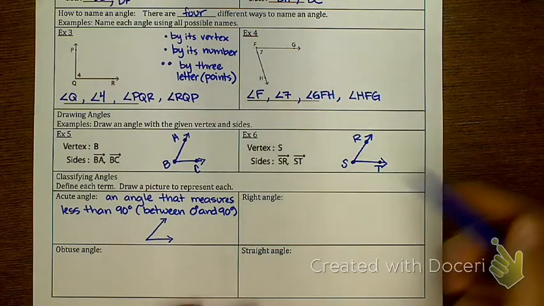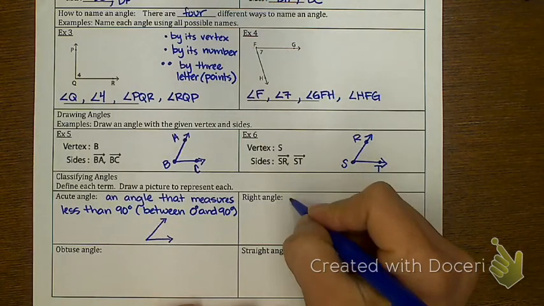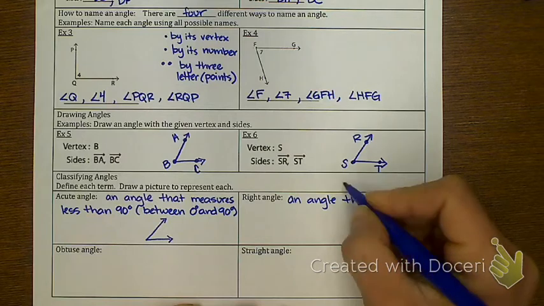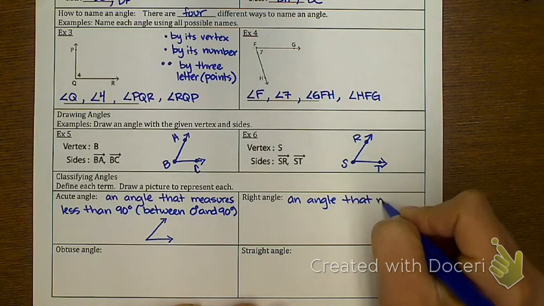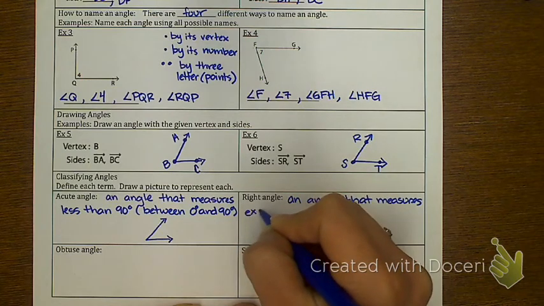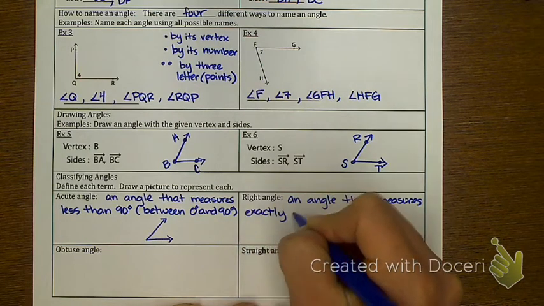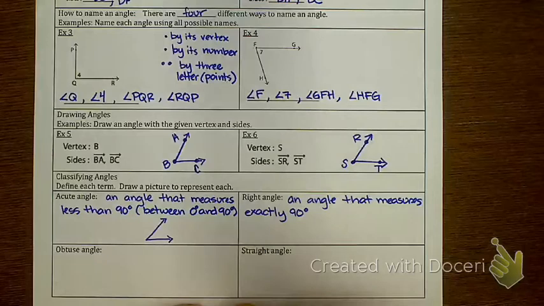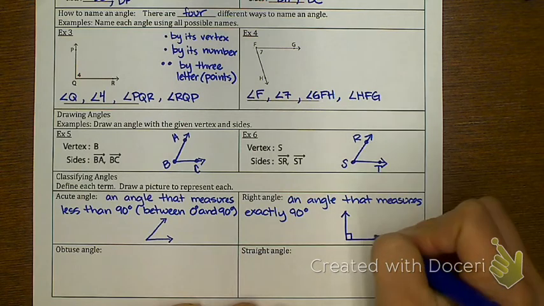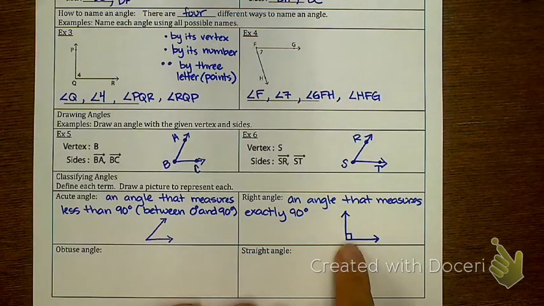The next type of angle we have is a right angle. This is an angle that measures exactly 90 degrees. A right angle would look something like this. It has a perfect 90-degree angle in the corner. We denote a 90-degree angle with a little box in the corner of the angle.